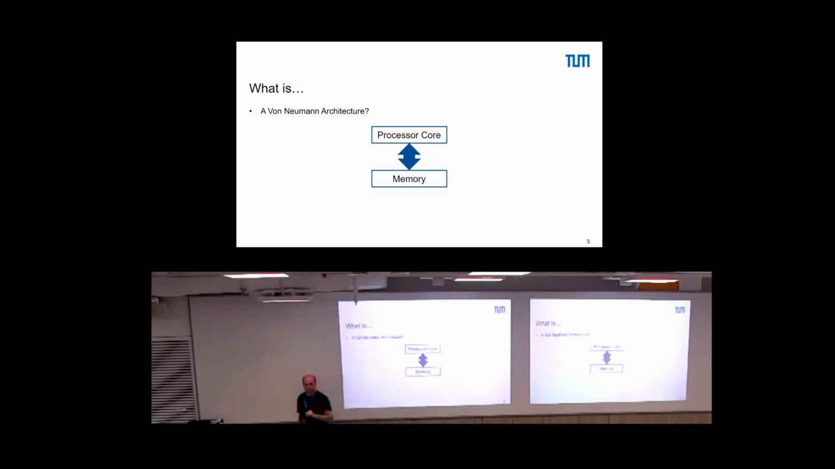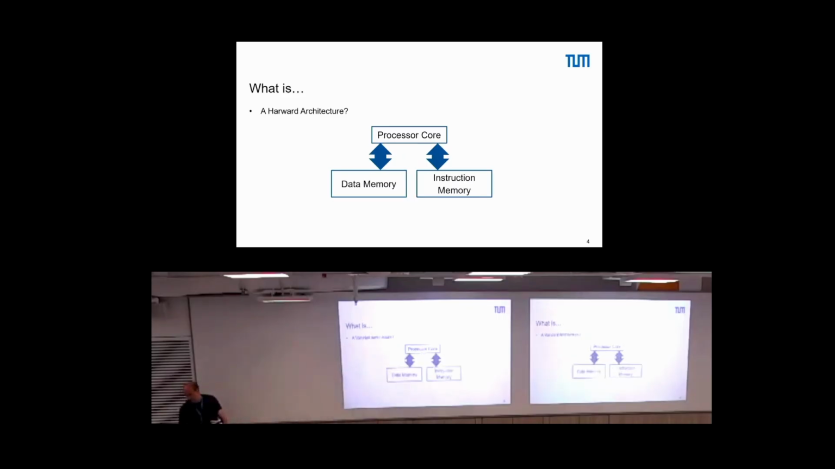So two operations. In contrast, the Harvard has this data memory and instruction memory split. So effectively you have two buses, or two connects to the processor. If we want to get data, we can load data and instruction at the same time, which makes the handling more complex, but the speed higher.